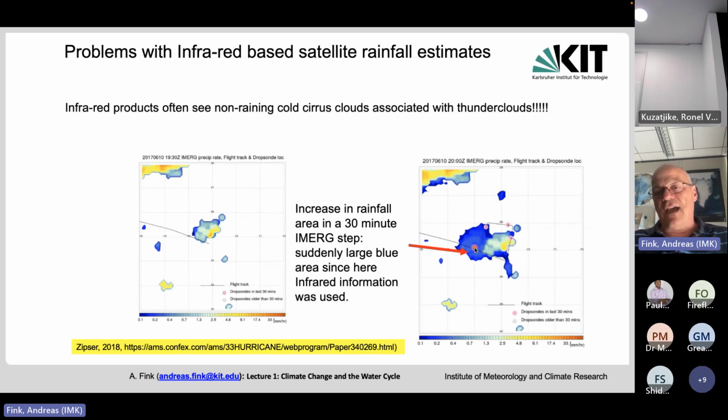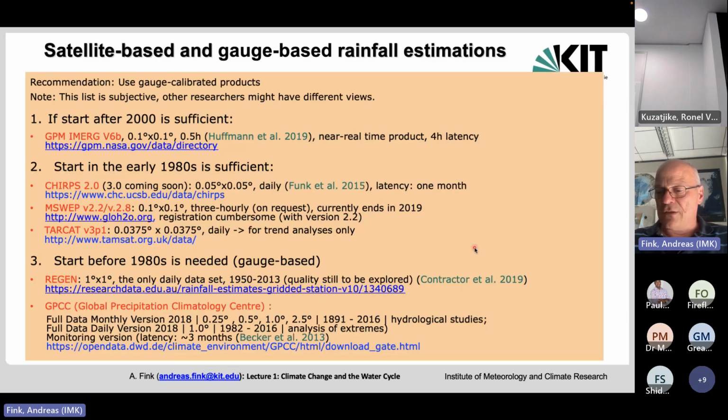And infrared has problems. So here is a recommendation from me to you regarding if you have to use satellite rainfall products. If you say I need it for the last 20 years, use the GPM IMERG product. There will be a version 7 product to be released later this year. If you need to start earlier, in the 1980s, I have also given you some information of which products to use. And if you need to start before the 1980s, there is no satellite information.